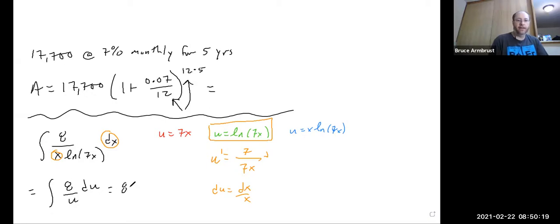So integrating this gives me 8 natural log of u. Let's see. And so I can substitute back in. Oh boy, we have a nested log. How beautiful is that? So we get 8 natural log of the natural log of 7x plus c.